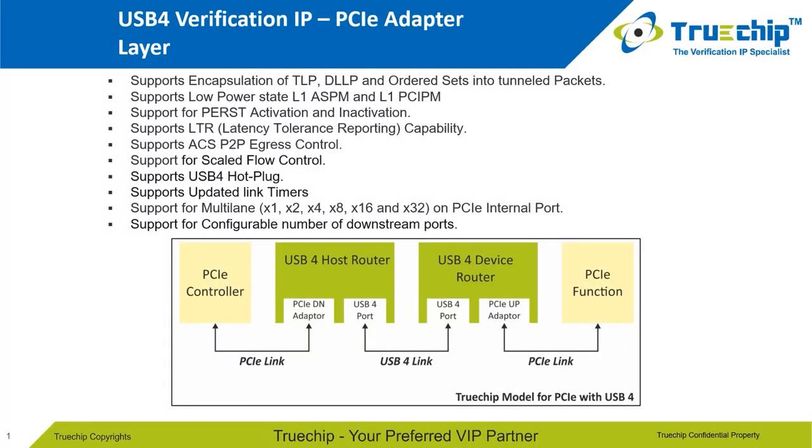This is the PCI adapter layer. In this figure, the PCI controller, that is the root complex, and the PCI function, that is the endpoint on the other side, are connected to the PCI upstream and PCI downstream protocol adapters, which tunnel the PCI traffic. They are connected over the PCI link as shown in the figure. This link can be a pipe interface or the standard physical interface.